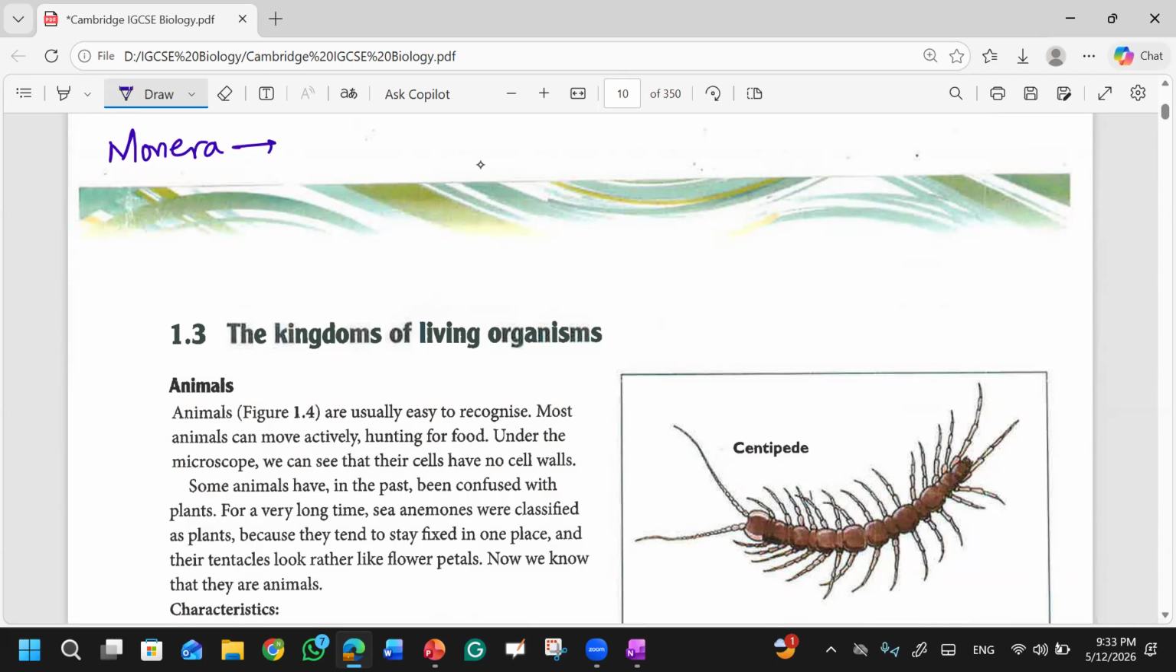Then it's kingdom Protista. Then Animalia is the advanced one. That is the final stage, the most complex one. Then Fungi, yes. Then Plantae. And then Animalia.